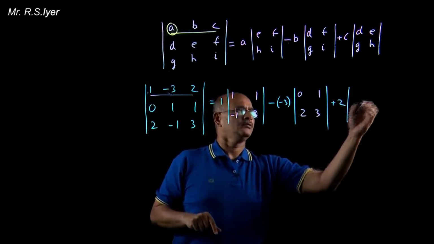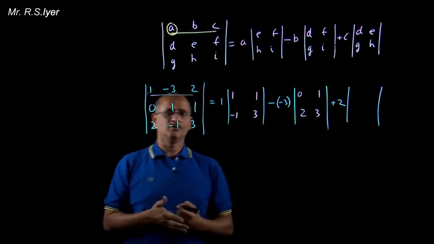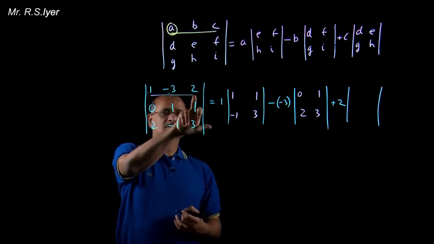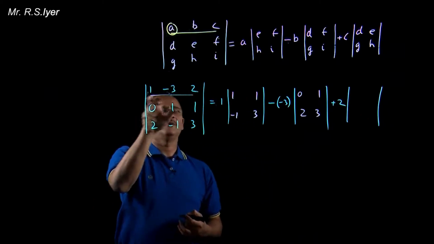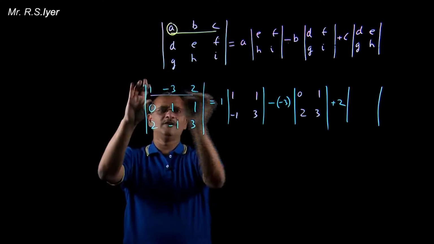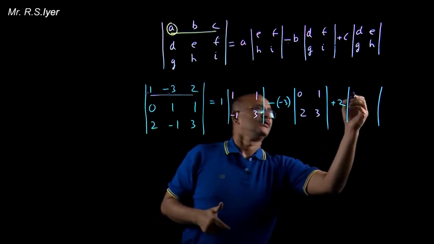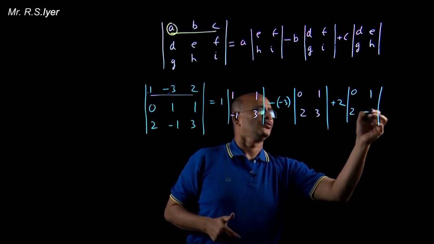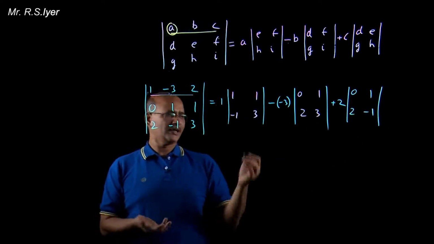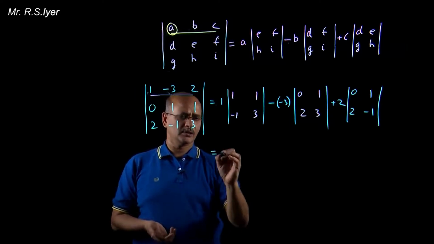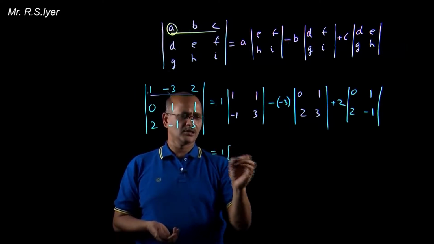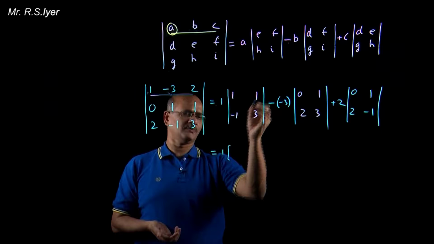Then you just put across the values. If I take the third column and the first row, 2 comes over here. So leave that row and leave that column: 0, 1, 2, minus 1. Now I can evaluate it very quickly. This is 1 as it is. This is nothing but AD minus BC.